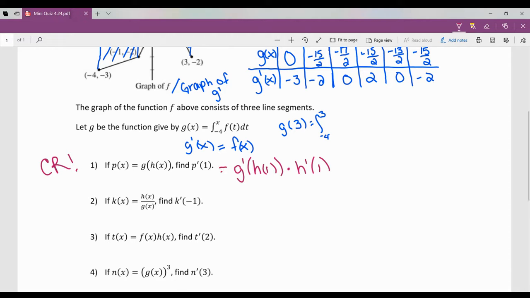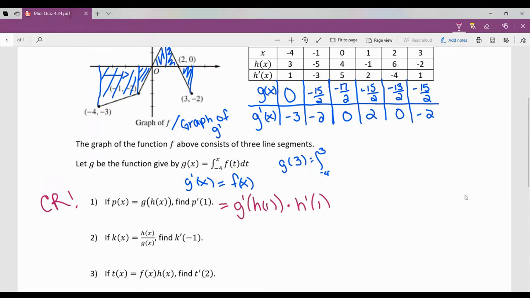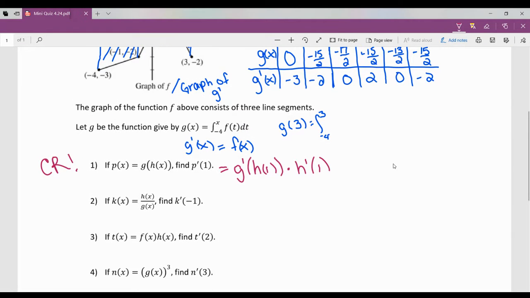So P prime of 1 is going to equal G prime. Now careful, this is of H of 1. So we're not doing G prime times H of 1. So we're doing G prime of H of 1. So first thing I need to do is find out what H of 1 is. So H of 1 is negative 1. So G prime, and then I'm going to replace H of 1 with what it's equal to, which is negative 1, times H prime of 1.